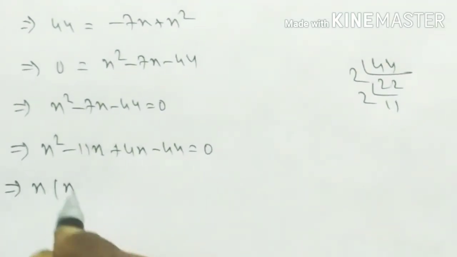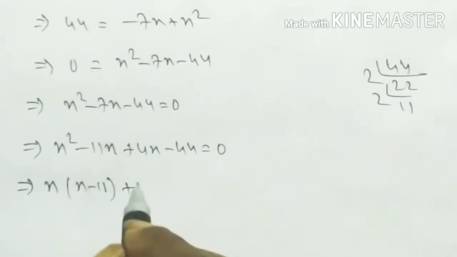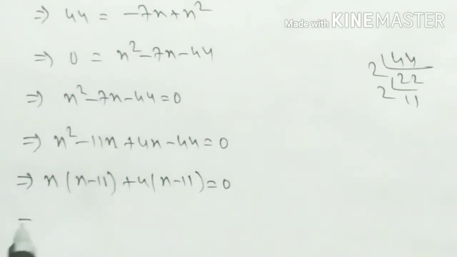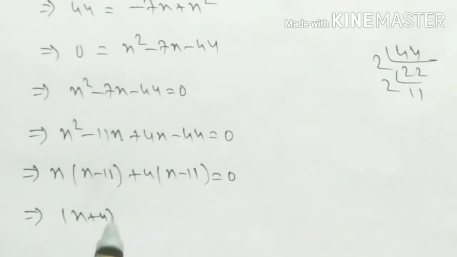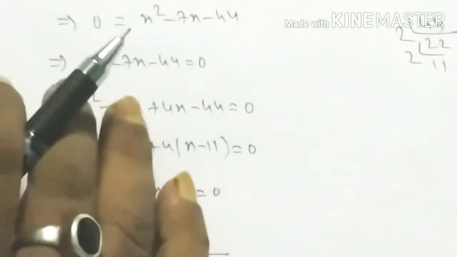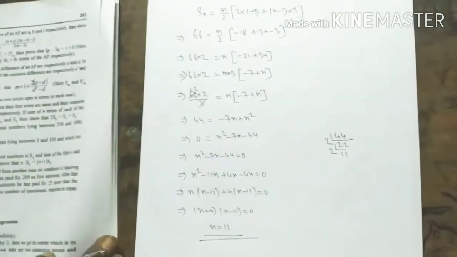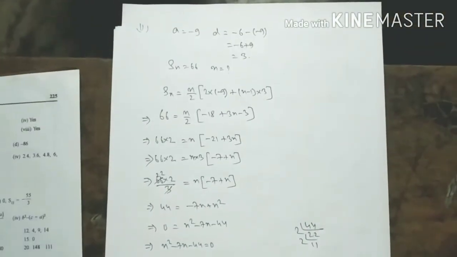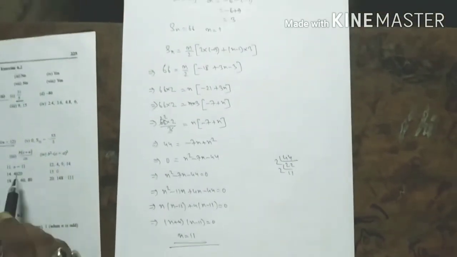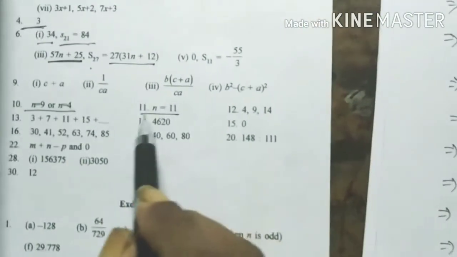N common, n minus 11, plus 4 common, n minus 11, that's equal to 0. So (n plus 4) and (n minus 11) equal to 0. So n is equal to 11. N can never be negative, so n will be equal to 11. Let me check the answer. Yes, n is equal to 11.